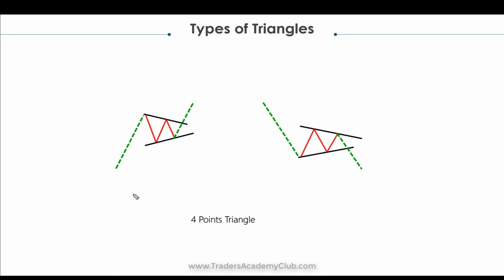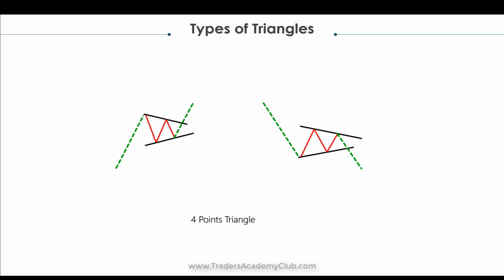Now, when it comes to the types of triangles, we have 4 points and 6 points, as we have seen in the previous slide. The difference is very simple. Here we're going to have 4 touch points, and on the other one we're going to have 2 more touch points. Many people are also successful with the 4-point triangle, but if you're still a beginner, I advise you to stick to the 6 points at least. Because 4 points could be a bit misleading at times, and from my experience with traders in the co-op, it's better to stick to the more conservative patterns.